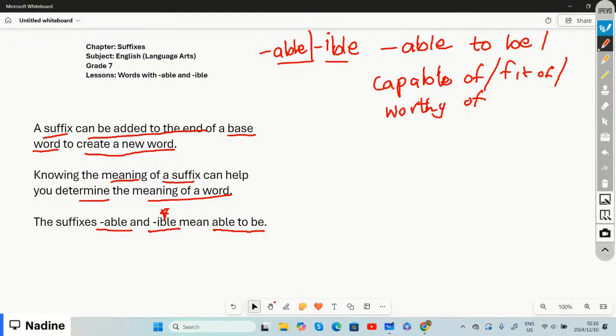It means that you're able to be, or you're capable of something, or you're fit for something, or you're worthy of something. That is the meaning of the words with able or ible.